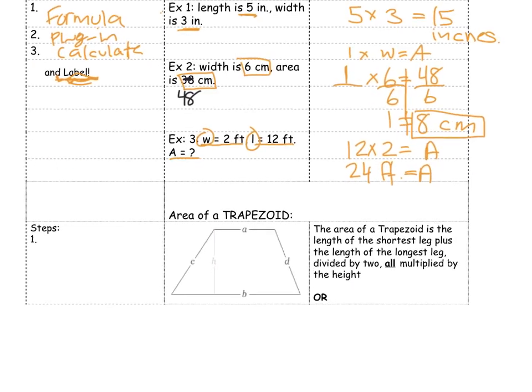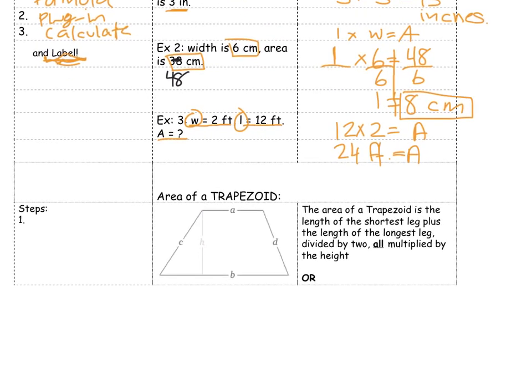Now, let's move on to the area of a trapezoid. So for the area of a trapezoid, the area of a trapezoid is the length of the shortest leg plus the longest leg divided by 2, all multiplied by the height. So let's write that out. So the area of a trapezoid is the short leg plus the long leg divided by 2, all times the height. Sometimes I'll put this in parentheses so I remember that this is all together.